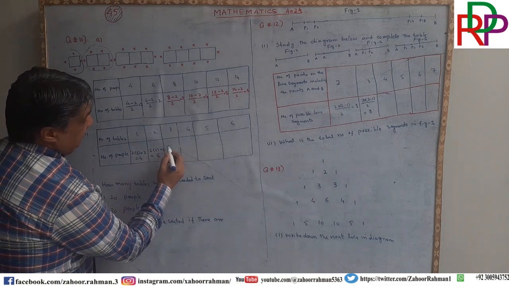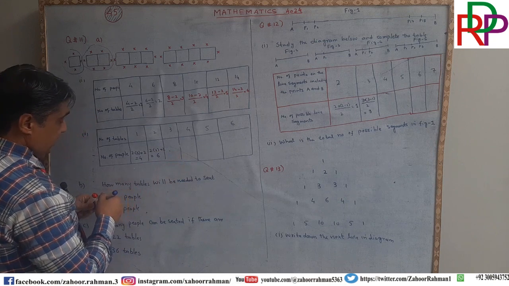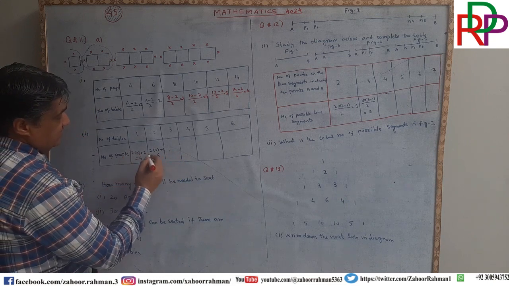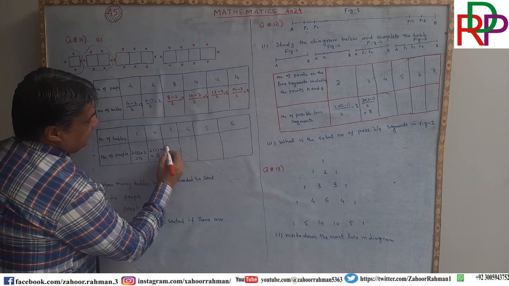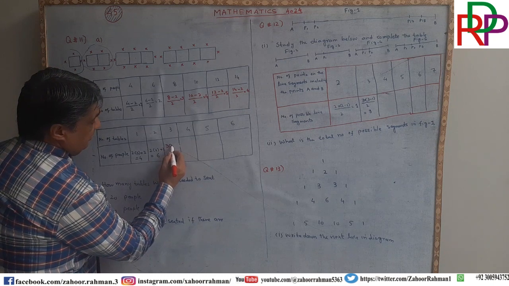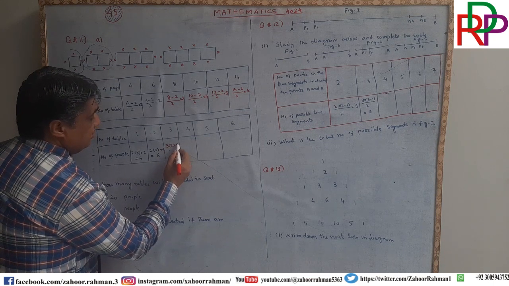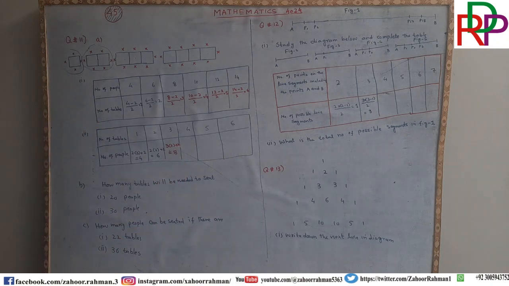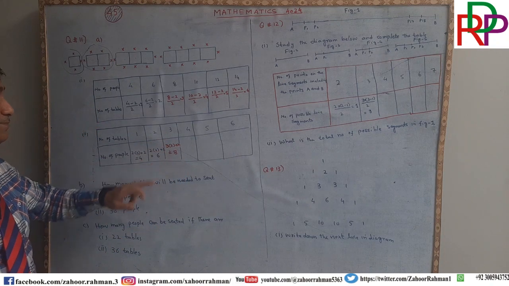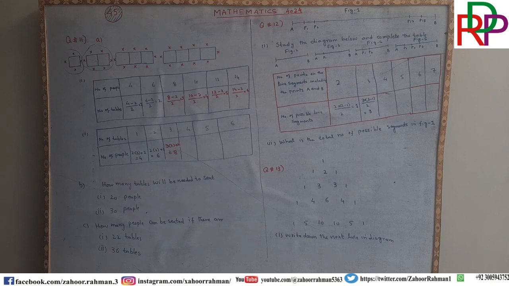If there are 3 tables, whatever I am writing in red, we are solving it. So keeping in mind this sequence, 3 times 2 plus 2, which is equal to 8, it means that on 3 tables 8 people can be seated.